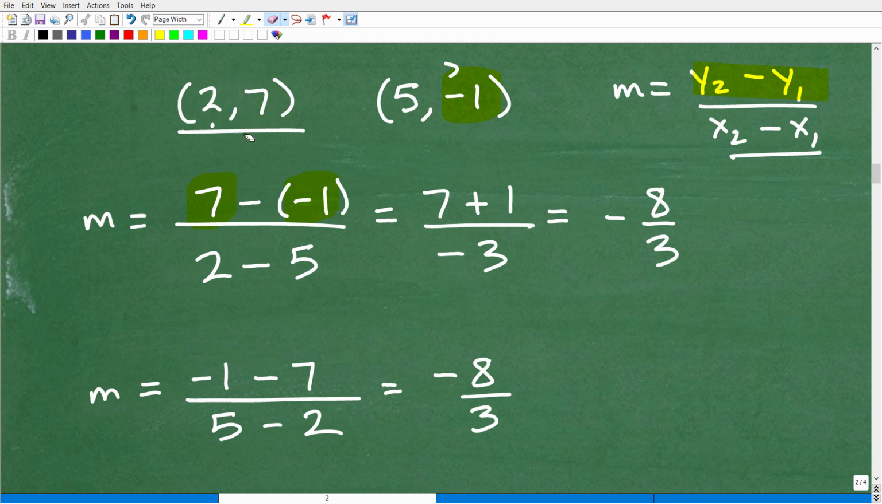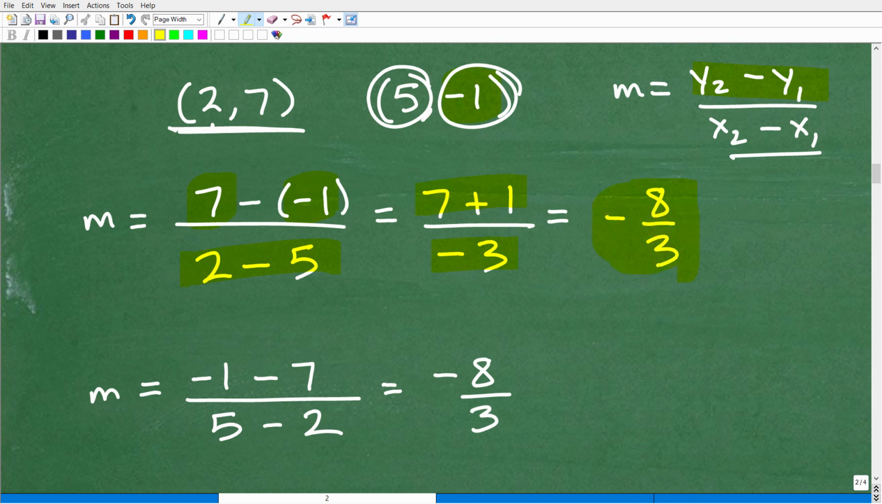It doesn't make a difference what point you start with. Just pick one point. So here I'll start with (2, 7). That means I'm going to start with this 7 minus this y right there, and then I'll start with this 2 minus this x. So you can kind of see that setup. When you do that, I got 7 minus negative 1. Of course, that's going to be 7 plus 1, or 8. And then 2 minus 5 will be negative 3. So this would be negative 8/3.